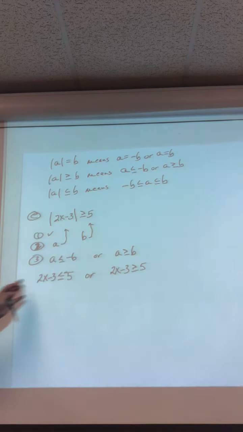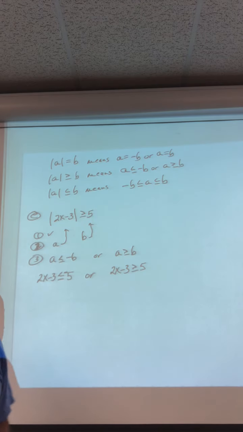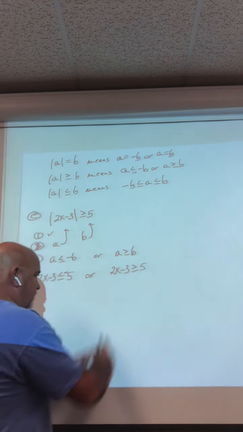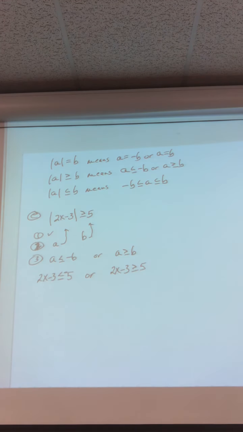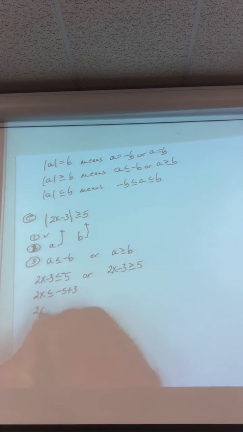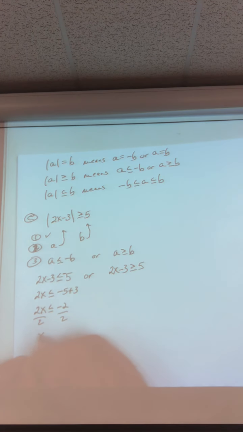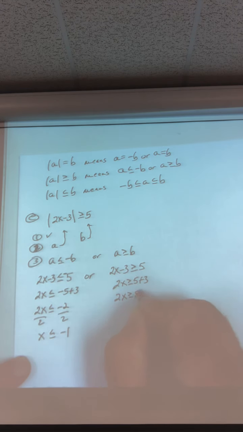But notice when you rewrite the problem, you go from 1 inequality to 2. And notice that there are no absolute value symbols. Now solve this one and now solve this one. Okay, how do we solve this? Add 3 to both sides, and divide. Over here, add 3 to both sides, and divide by 2.